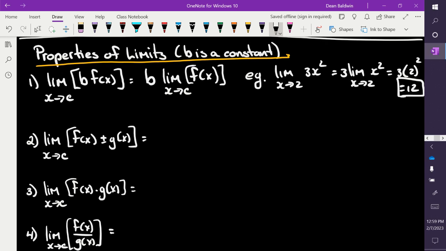Same thing, if you're adding and subtracting two functions, you can break it into the limits of each individual function, and do each one of those separately and then add or subtract your answers.